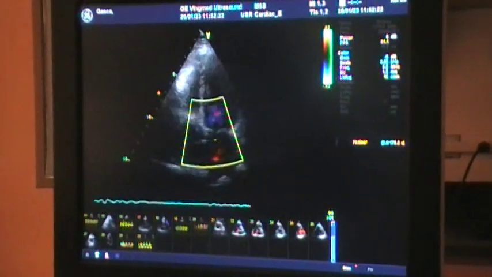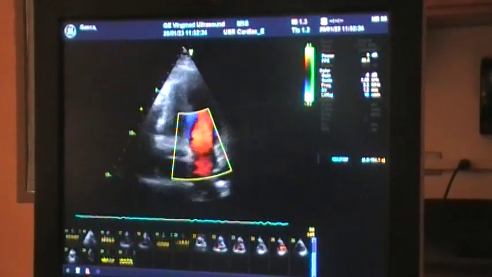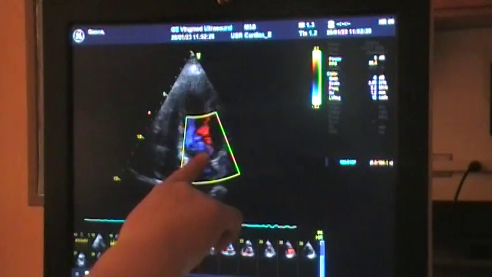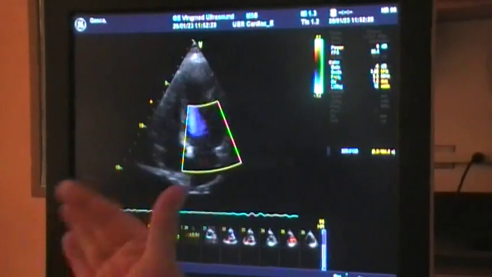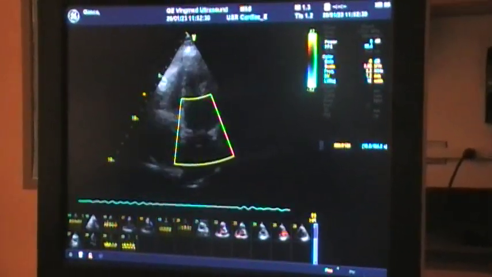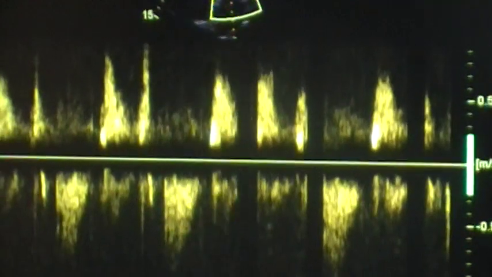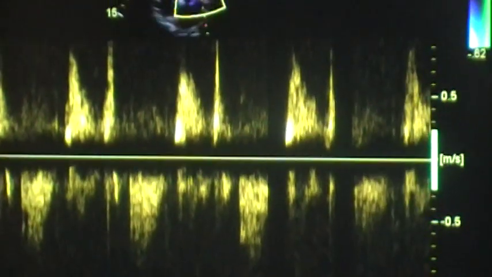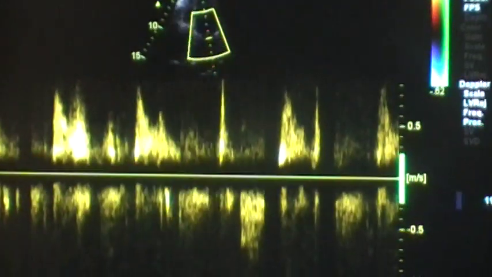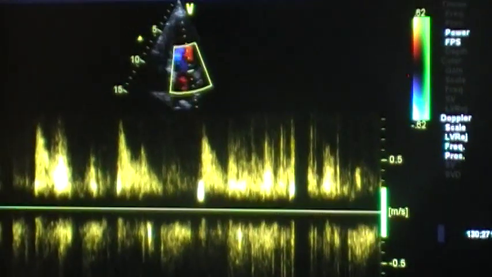The other thing we look for here is going to be regurg. So regurg would be below the valve here, and it should be blue because it'll be going away from the probe. We're going to look for that with continuous wave. And you're just going to sweep through. This is aortic flow we're picking up there, so just be careful not to mistake that for regurg. I don't see any regurg up here, so I don't really expect to see any on my Doppler.